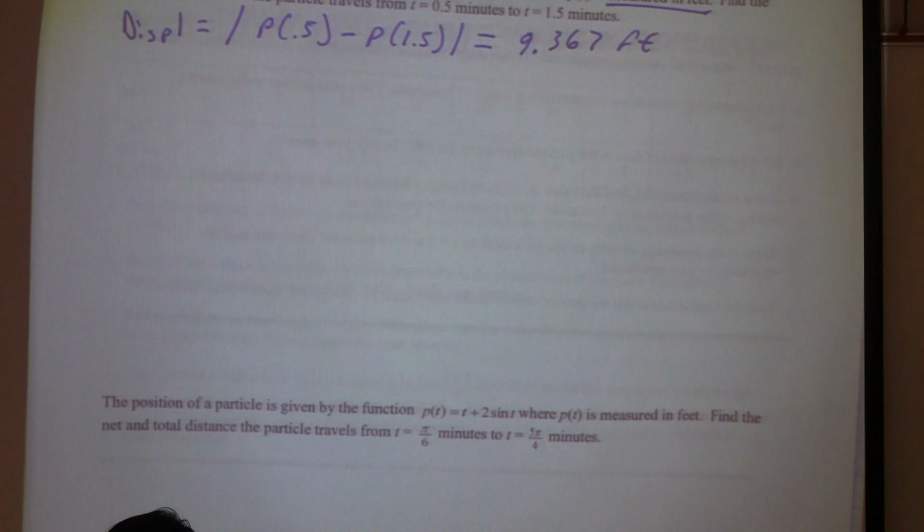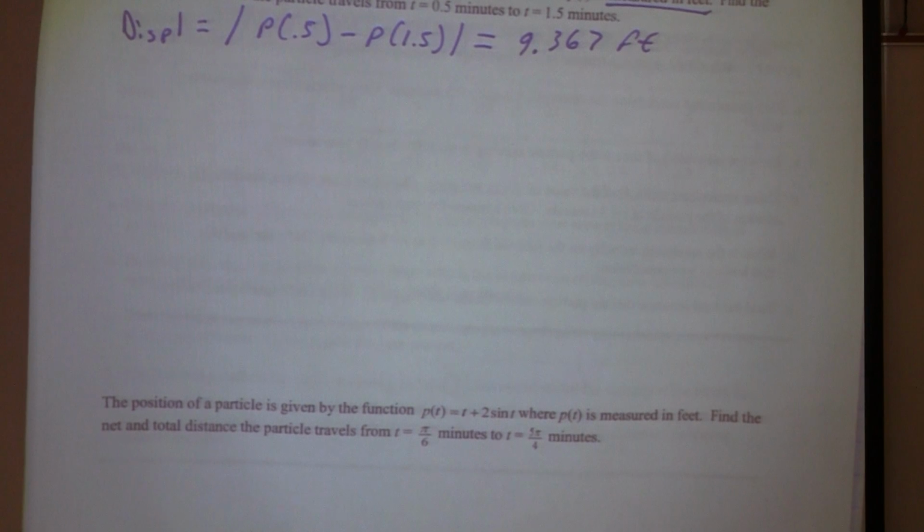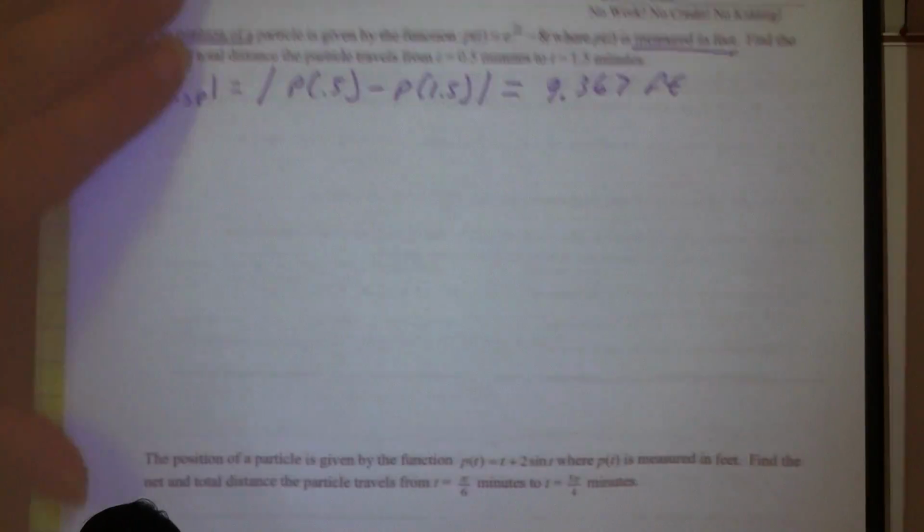Alright, so start the next one. What do I gotta do for that one? I gotta find the derivative, I gotta find where the velocity is equal to 0, make a sign line. Go for it. Find the derivative by hand at least. What would the derivative of e to the 2t minus 8t be? 2e to the 2t minus 8?